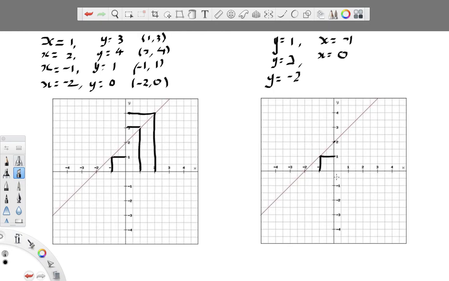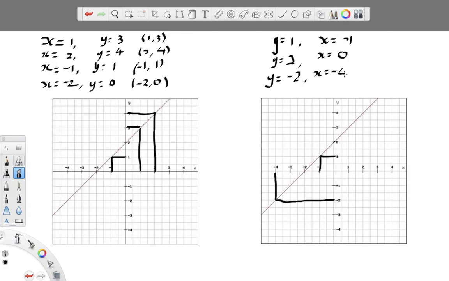And then finally, for y is equal to minus 2, well, we'd find minus 2 on our y-axis, which is down here. We draw across to the line, which is there, and then we'd have to draw up to our x-axis from the line, and we find that x is equal to minus 4 there.